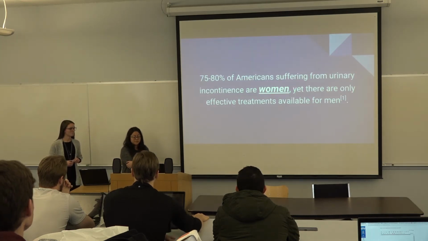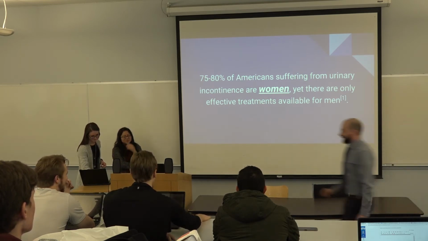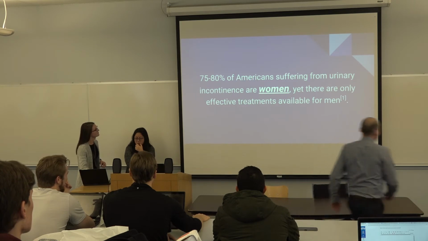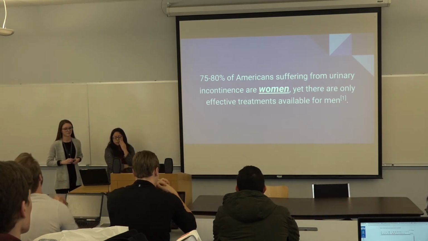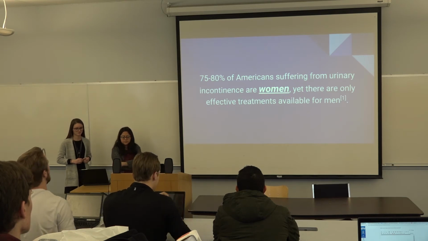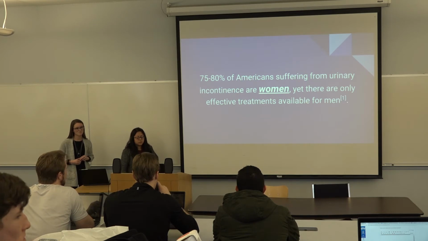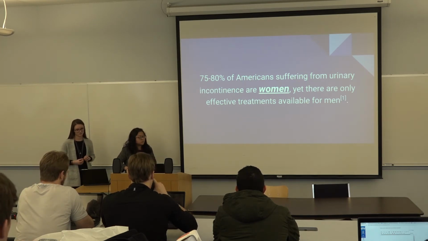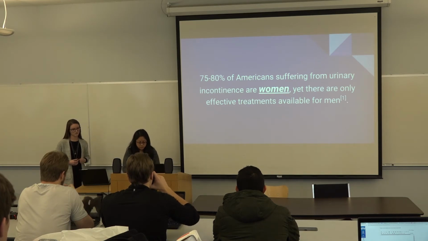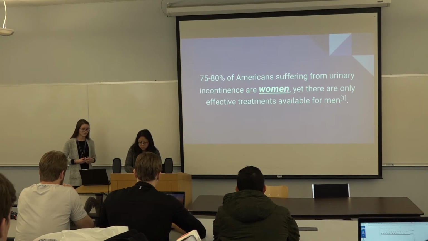So about 75 to 80% of Americans suffering from urinary incontinence are females, yet we don't have effective treatments for women yet. So to put that into perspective, we have about 15 million American women that suffer from urinary incontinence. So today we're going to tell you about a specific type of urinary incontinence called stress urinary incontinence, and we're going to tell you about the current solutions and why they're ineffective, and that will lead us into the scope of our project, some of the brainstorming that we did, and the future of our project.